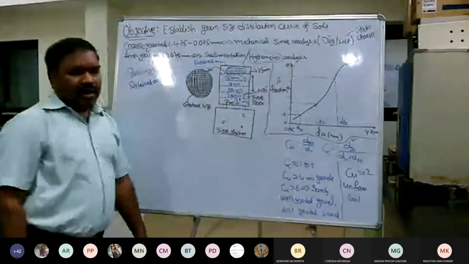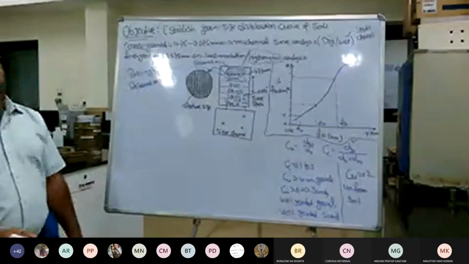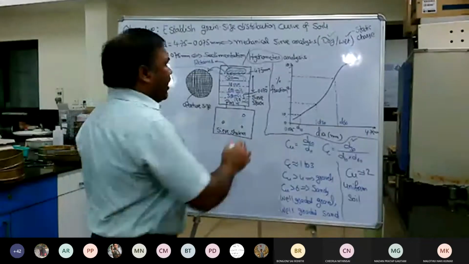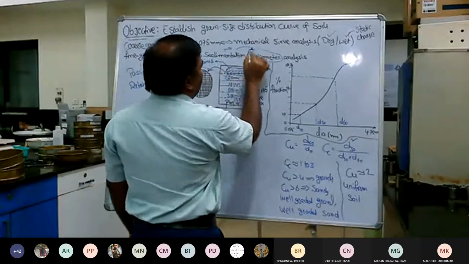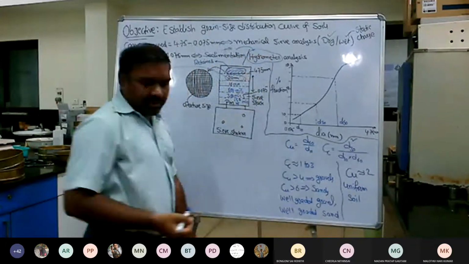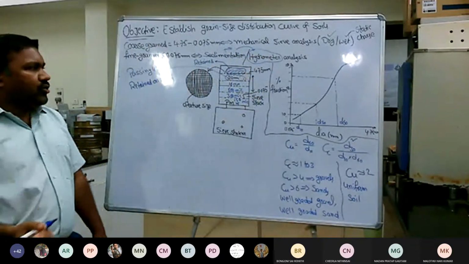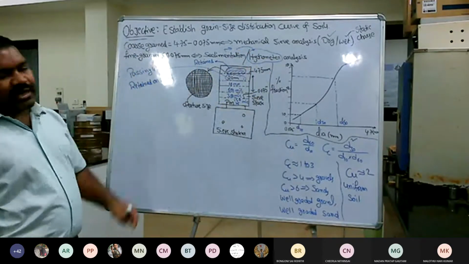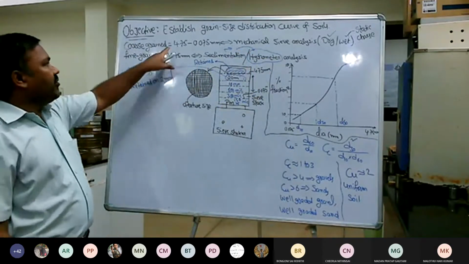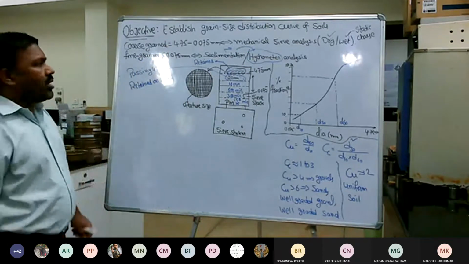So therefore, it is also called either sedimentation or hydrometer analysis. But originally, the correct term is sedimentation analysis using the device hydrometer. This we will discuss maybe in the next class, the fine grain soil analysis. Today we will focus on the coarse grain soil.